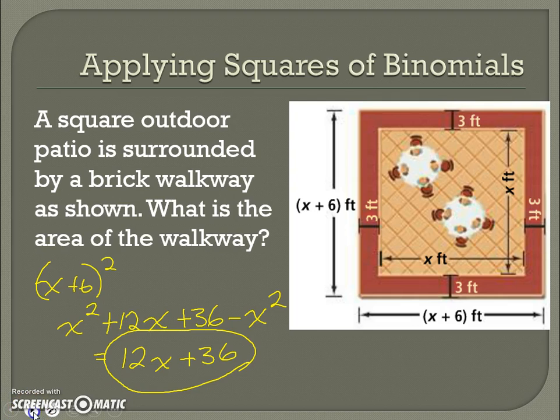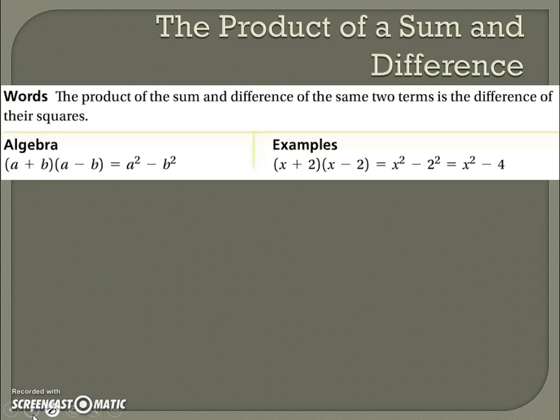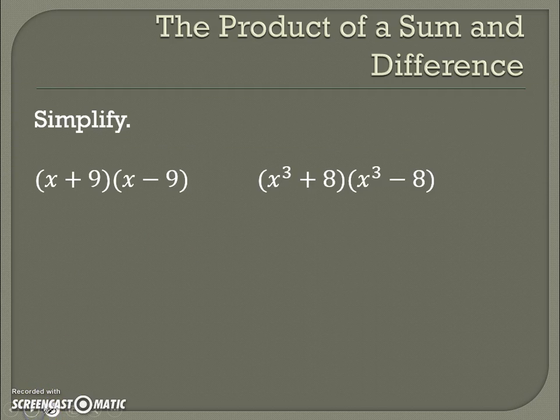Let's keep going here. All right, the product of a sum and difference. It says the product of a sum and difference of the same two terms is the difference of their squares. Notice if I have (a + b) times (a - b), it's just the square of the first term minus the square of the second term. Here's how it might look. This and this must be the same, and this must be the same. And if that's the case, it's just this squared minus this squared.